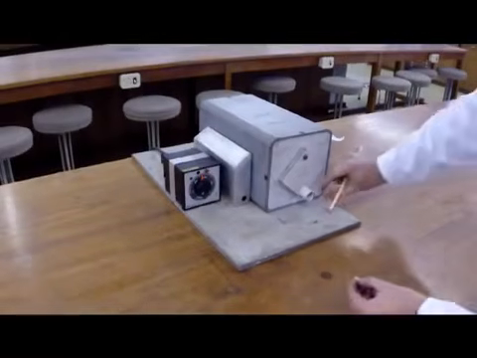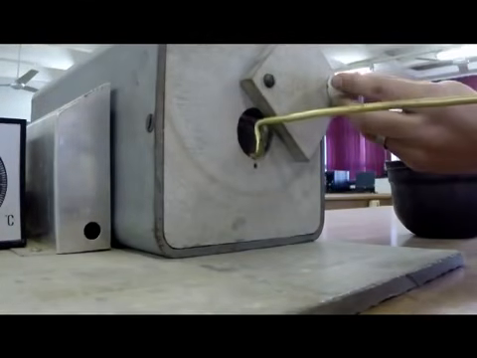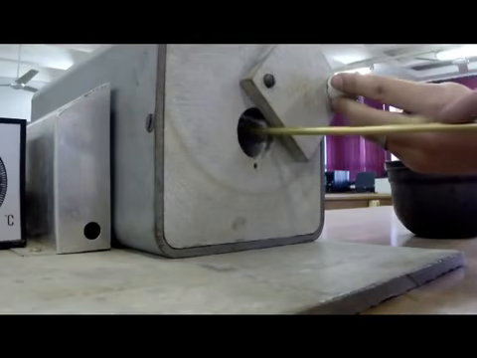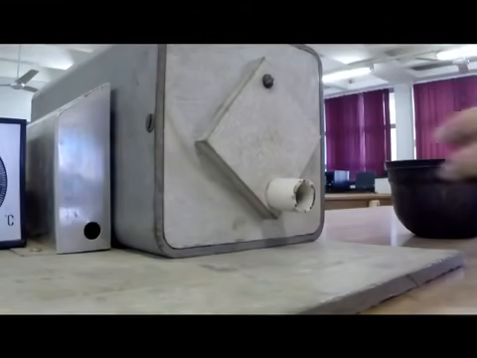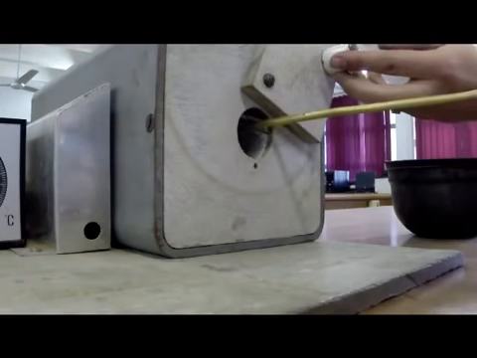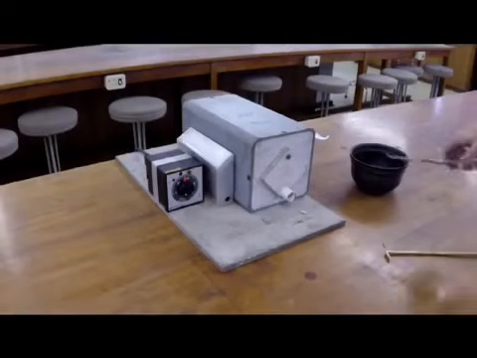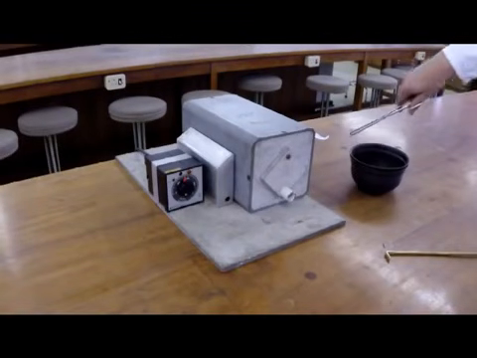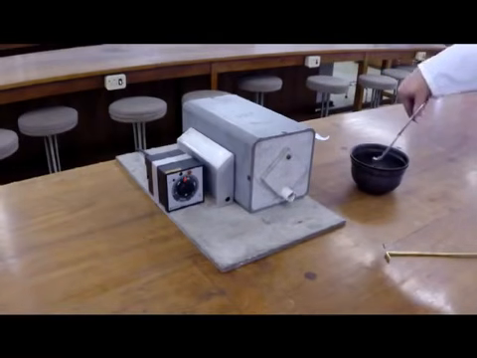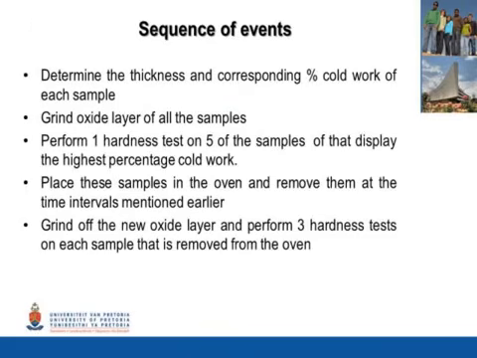Place 5 samples of the highest percentage cold work into the oven. Make sure that the samples are in the center of the oven. Remove and quench one sample after it has been in the oven for 2 minutes. Repeat this process at 5, 8, 14, and 20 minutes. In order to maximize the time efficiency of this practical, it is recommended that this sequence of events be followed.